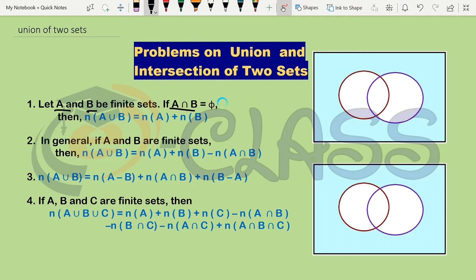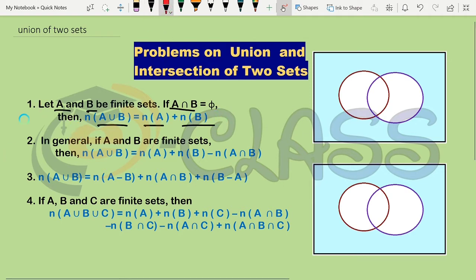between A and B. Then the number of elements in A union B equals the number of elements in A plus the number of elements in B. That is, n(A union B) equals n(A) plus n(B), when A intersection B equals phi, that is, when there is no common element between A and B.